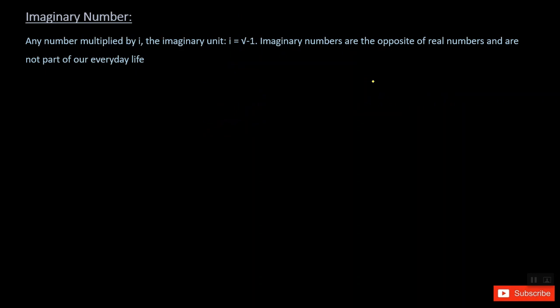Any number multiplied by i, the imaginary unit, is called an imaginary number. So the value of i is the square root of -1, and any number which is multiplied by i is called an imaginary number. For example, I can say square root of -10 is called an imaginary number.